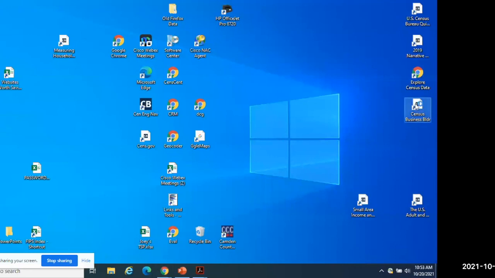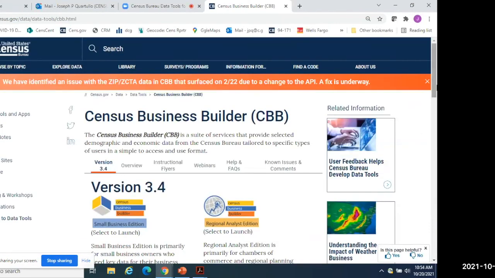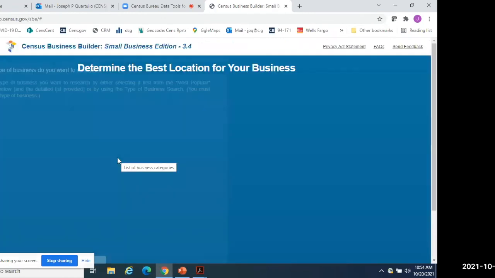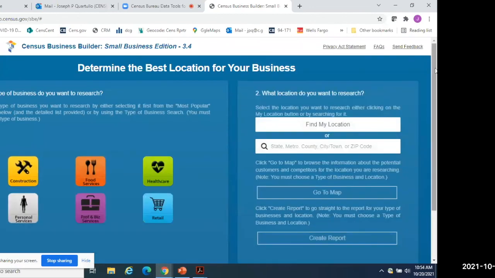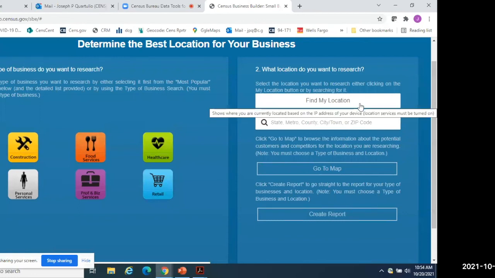Finally, I want to show you Census Business Builder. And again, you have the link for that. This is the fourth tool that I'm showing you. This is the splash page or home page when we go to that website. And here is Census Business Builder. There's two versions. There's the Small Business Edition and the Regional Analyst Edition. I'm just going to demonstrate the Small Business Edition to you. And what this does, it gives us an opportunity to select the type of business and an area, and then to get the data on both the type of business and the area.